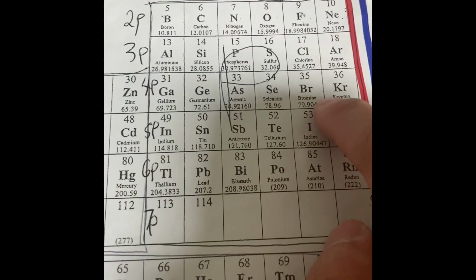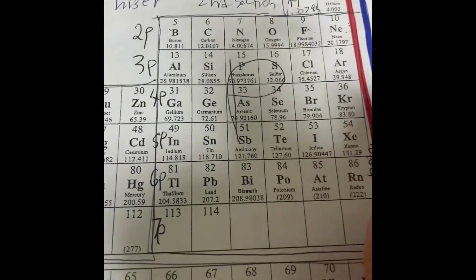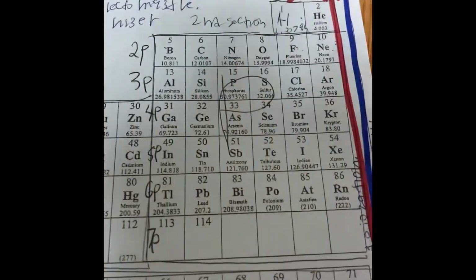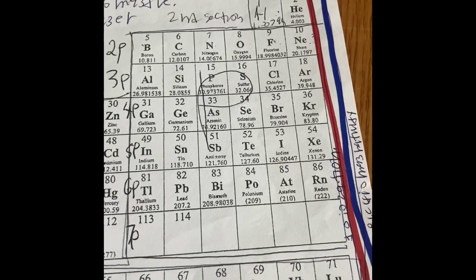Mercury is a metal, but it's a different state. Argon's a nonmetal. Helium is definitely a nonmetal. So let's do an example.